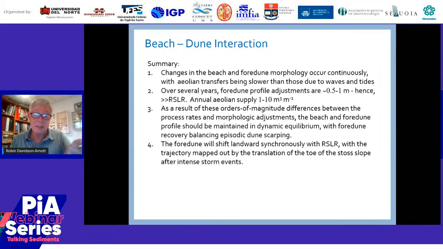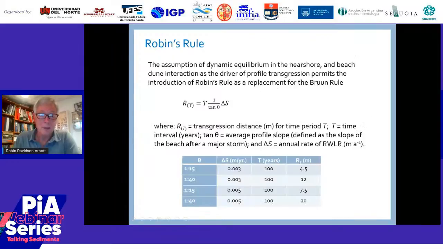As a result of that, we can expect that the kind of transgression that I've said will occur, and that the foredune will shift synchronously with a rise in sea level. This, of course, is all assuming that sea level rise is less than 10 millimeters per annum.